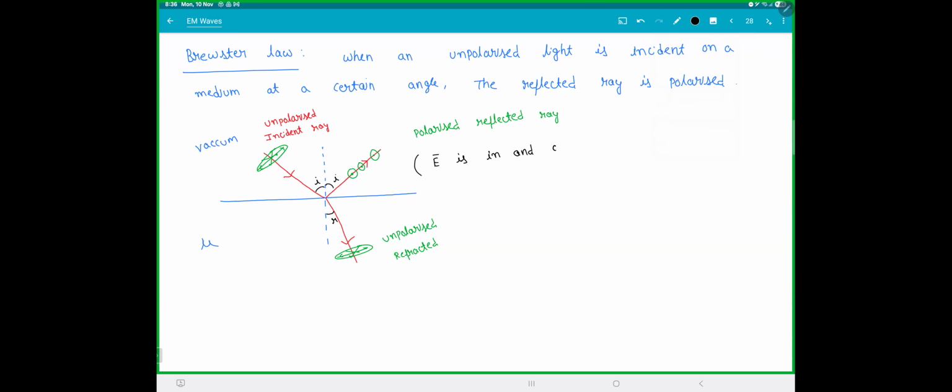So that itself is a question. When a light ray hits at a particular angle, the reflected ray is polarized. So the polarization is in which direction? They'll say whether it is like this, whether it is in and out, whether it is along the light ray. So there are options like this. E bar is in and out of the plane.